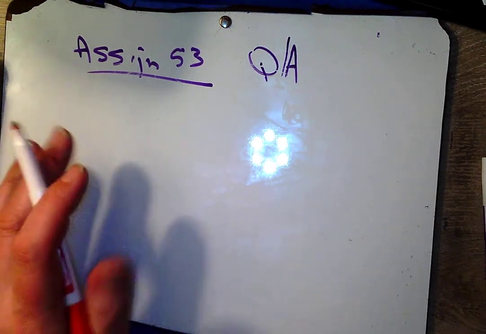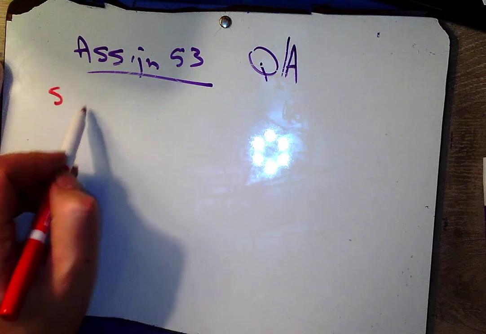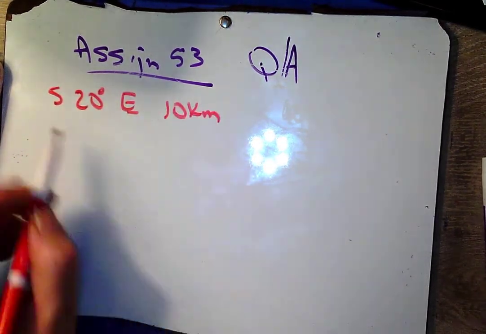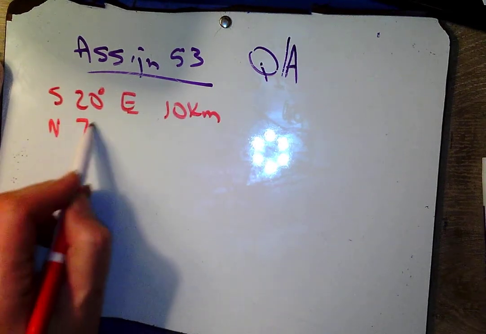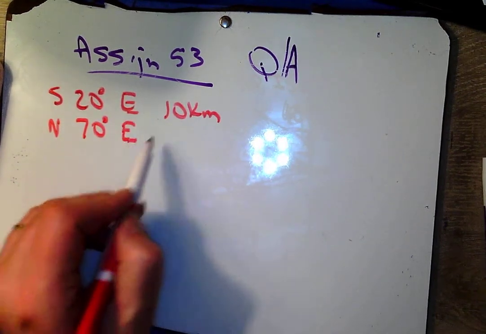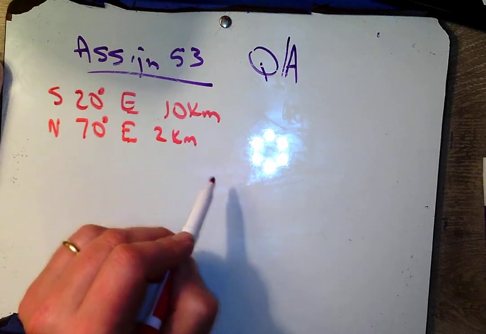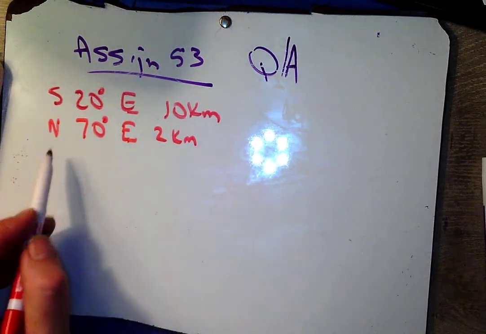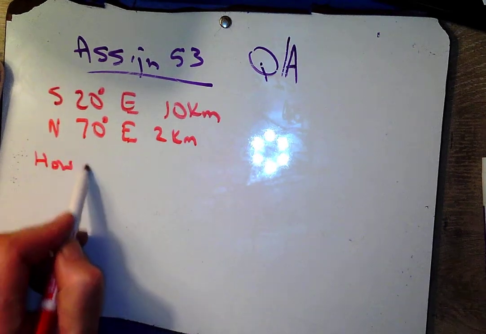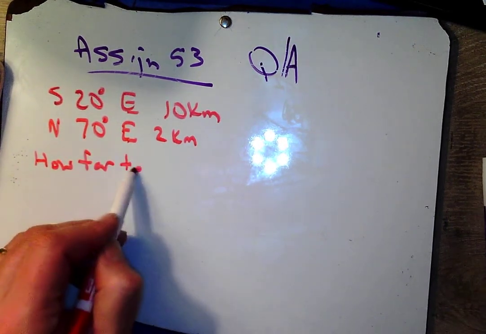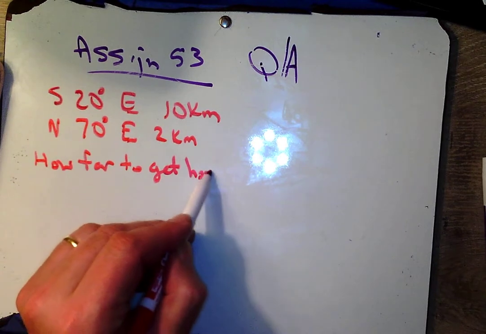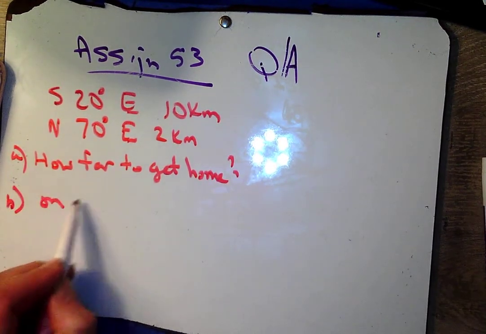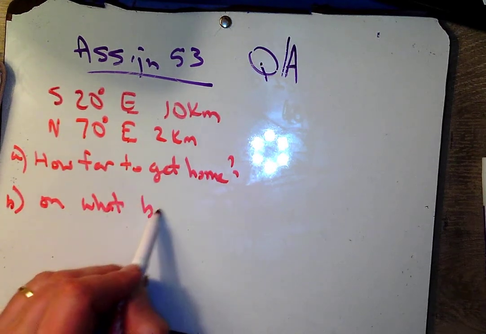Okay, so head south 20 degrees east for 10 kilometers, then turn north 70 degrees east for 2 kilometers. And tell me those things that we like to know: how far to get home and on what bearing.